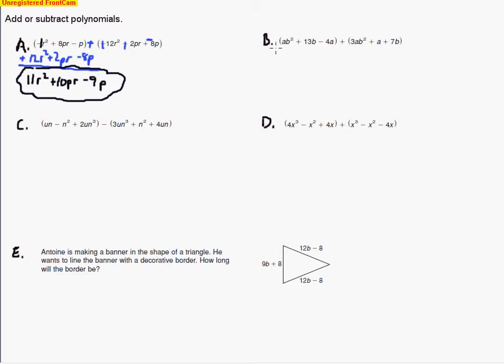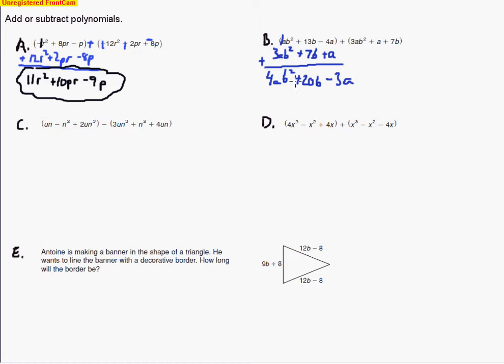You just put the terms underneath the ones that you combine them with. So the 3ab squared will go underneath the ab squared. The a, well, that needs to go underneath this a here. Notice it's a plus a, so I'm going to put the plus sign there. 7b needs to go underneath this 13b. So the numbers were a little out of order, but that's okay. You just line up the terms you can combine with, and then you write them out. So 3ab squared plus 1ab squared makes 4ab squared. 13b plus 7b makes a 20b. And then over here we have a negative 4a plus 1a makes negative 3a.